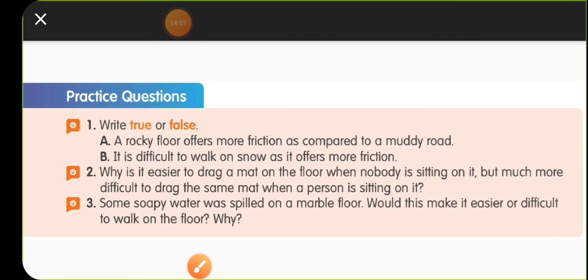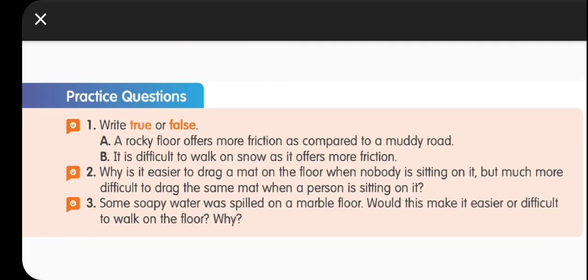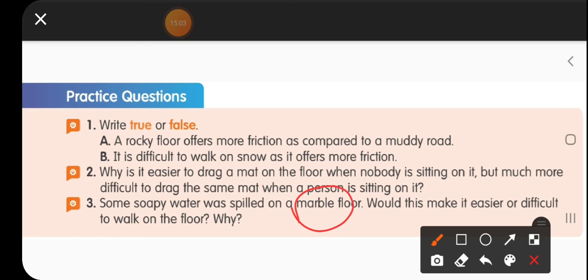So now let us move to the next one. Some soapy water was spilled on a marble floor, which means the marble floor became wet. Would this make it easier or difficult to walk on the floor? It makes it difficult to walk on the floor as the frictional force became less. We won't get a good grip over the floor and there is a high chance that we will slip there and fall down.